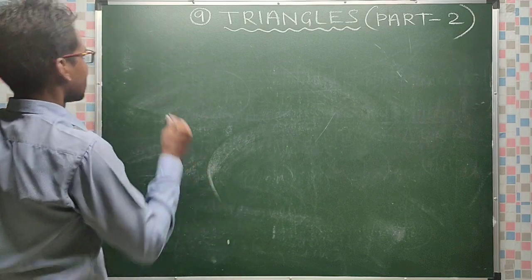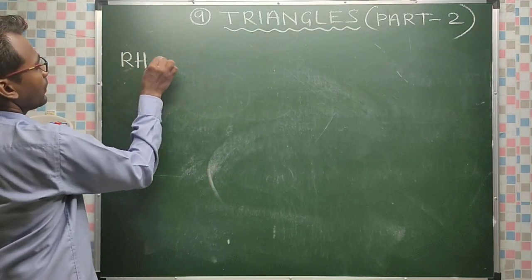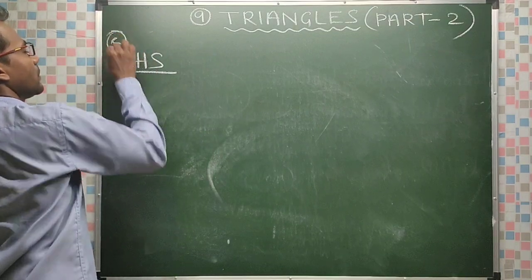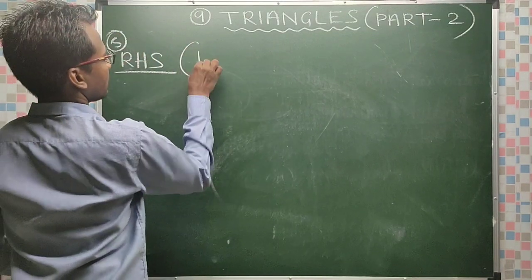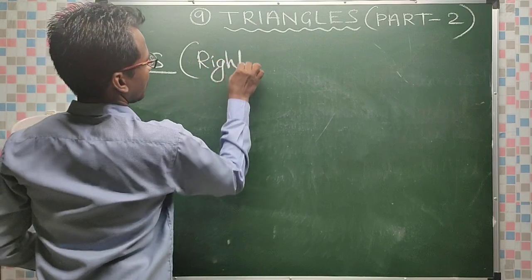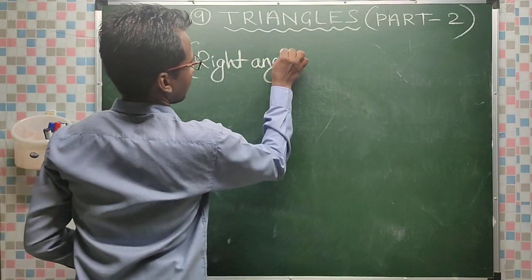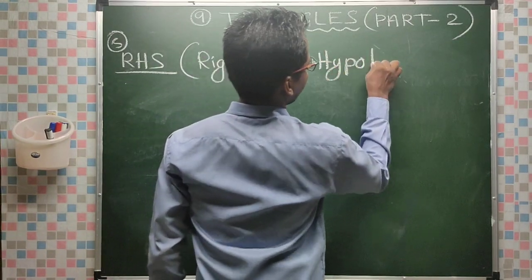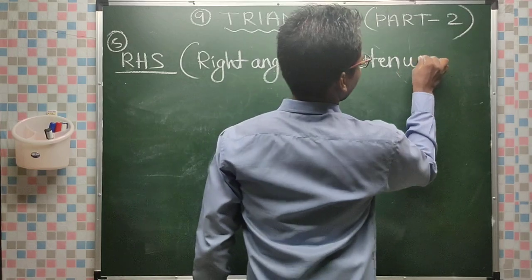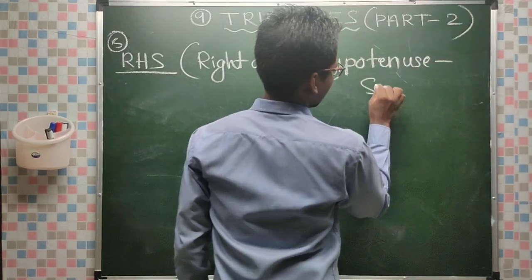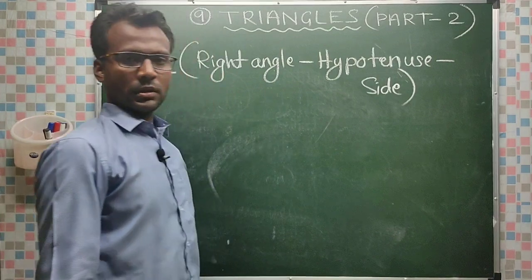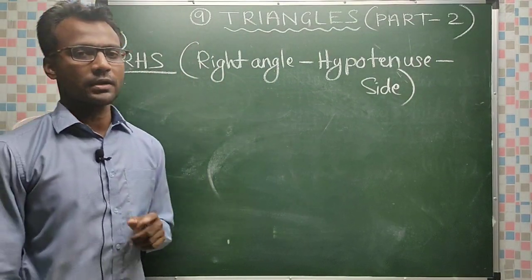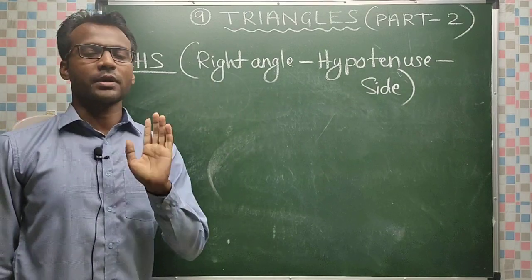The last postulate is RHS. This is the last postulate, number 5. RHS means right angle, hypotenuse, side. Right angle hypotenuse side. That means from this we can understand that this postulate is related to right triangles only.